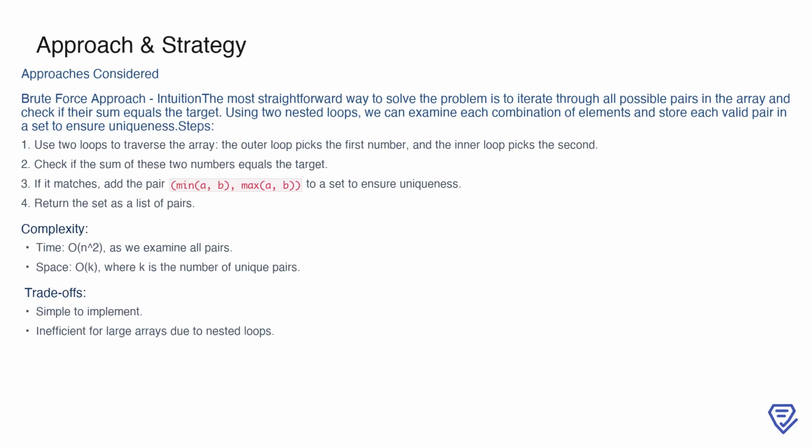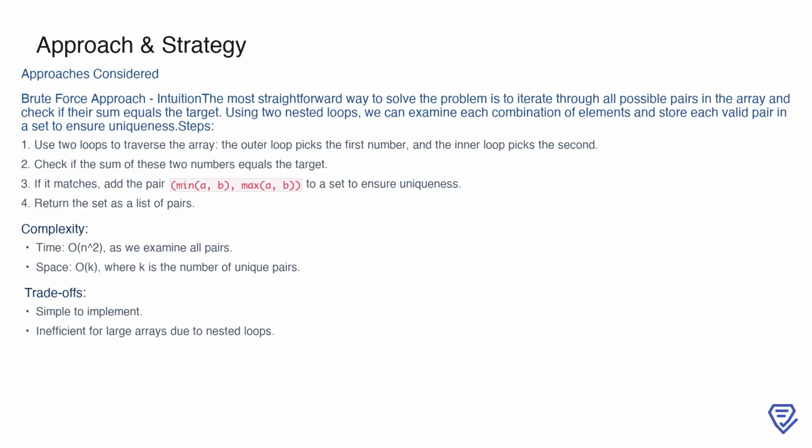To tackle this problem, one of the first approaches we can consider is the brute force method. The intuition here is simple: we systematically check every possible pair of numbers in the array to see if their sum matches the target. This involves using 2 nested loops, one to pick the first number and another to pick the second number. If we find a pair that meets the condition, we store it in a set, ensuring that only unique pairs are collected.